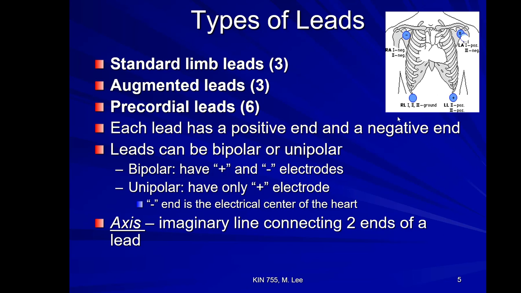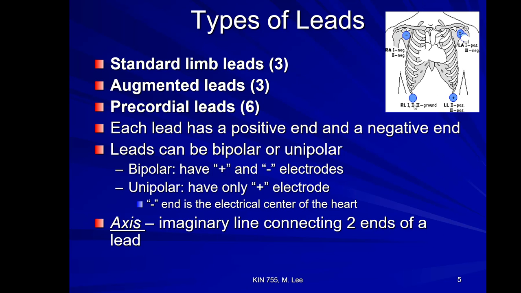So in a unipolar lead, the electrode is always the positive end, and the negative end of that lead is going to be the electrical center of the heart. So let's say we were looking at a unipolar lead, and I'm just making this up because we haven't gone over the leads yet, but let's say this is the electrode we're using. So it's positive. We're going to assume the negative end of that lead is the electrical center of the heart. So it would be running like this. So that would be a unipolar lead because there's only one physical electrode there.